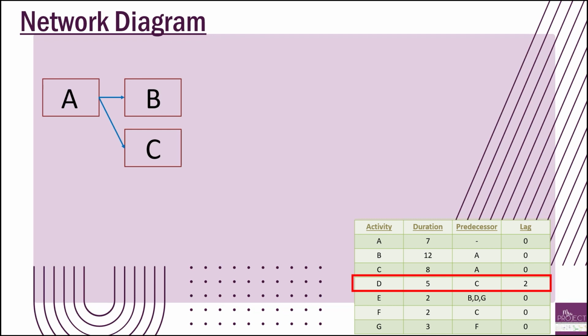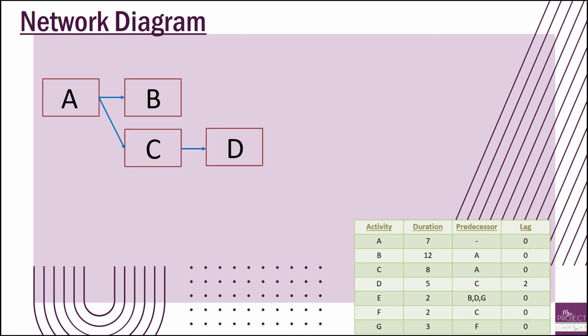Now, where does D fall in this? D is right after C, so we're putting it right next to it and drawing that arrow. And then we have E. E is after D and B. And it's actually also after G, but we haven't gotten to G yet. So I'm going to put E all the way out here over to the right. Then I'm going to make those arrows to say D is a predecessor to E, and so is B.